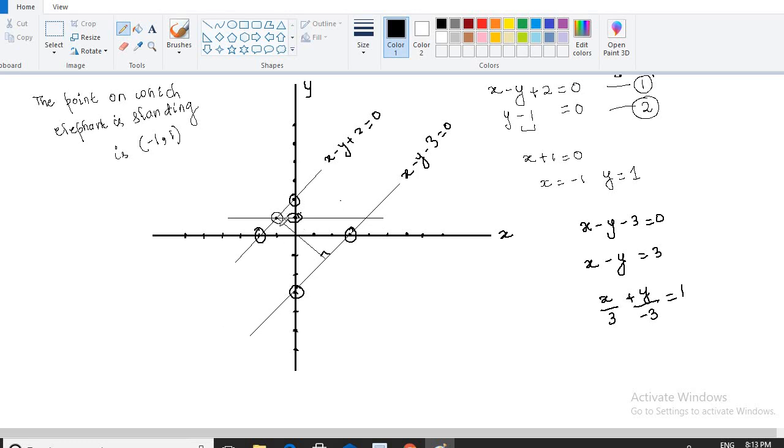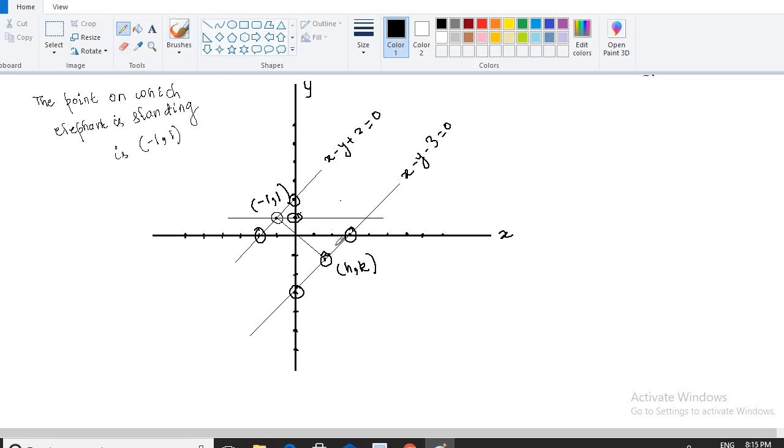We have to find the equation of this path that the elephant has taken. So now our task is to find two points for finding the equation of this line. One point is already known to us, that is the point (-1, 1). But we have to find this other point. Let me mark this other point as (h, k). By using the two points, we can find the equation of this shortest path.